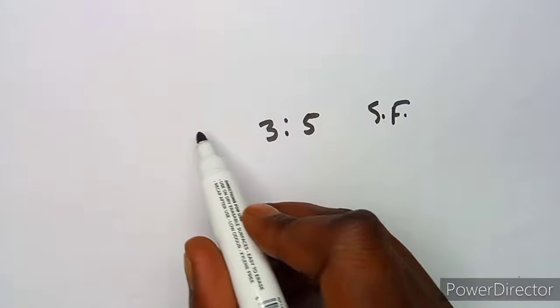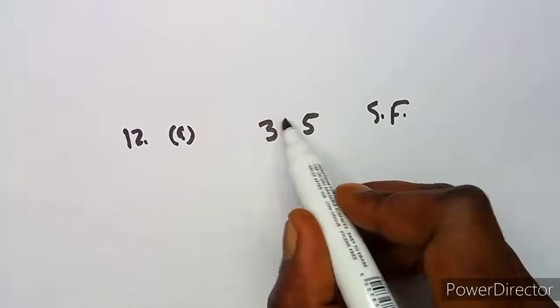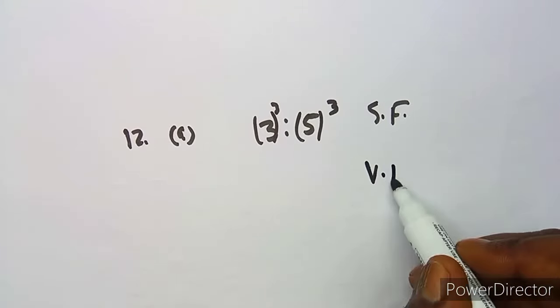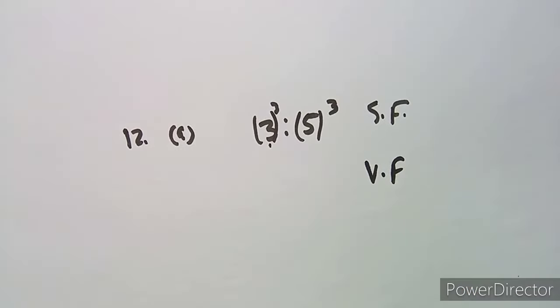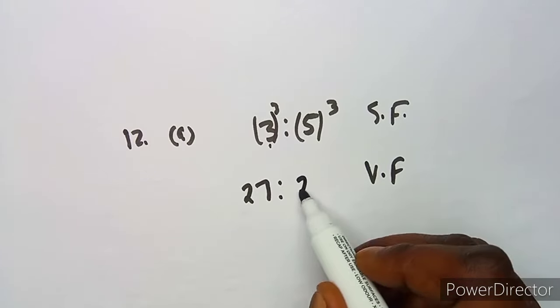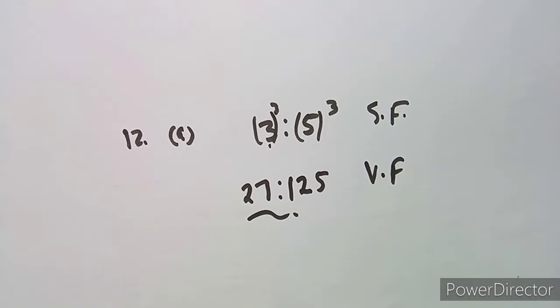So the ratio of their volumes, that is your volume factor. Remember, guys, I told you that from scale factor to volume factor, you raise to the exponent of 3. So you raise everything to the exponent of 3, that is your volume factor. So it's 3 to the exponent of 3. You multiply 3 times 3 times 3, which is going to give us 27, as to 5 to the exponent of 3, which is 125 in this case. So that's what you're going to have.